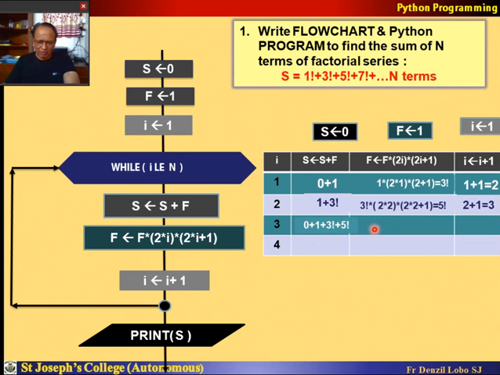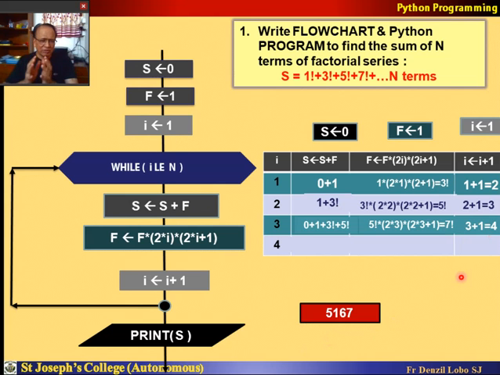Now how do I get the next term? 5 factorial into 2 into 3, 6, 6 plus 1, 7, because 7 factorial, i has become 4. Now I'm doing it only for n value equal to 4. Therefore, now i becomes 5. It comes out of the loop and prints the value of s, which is 5167. So this is a simple example. Again, the whole thrust is you get the next term from the previous term.